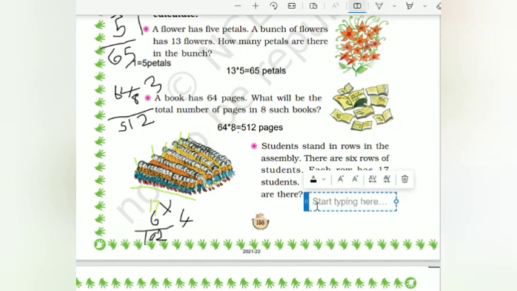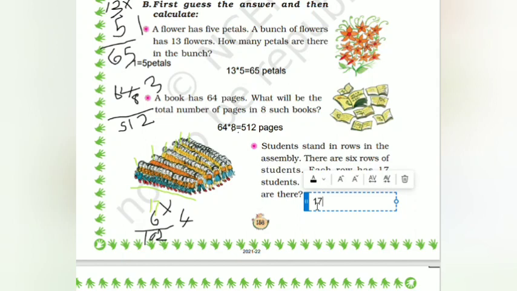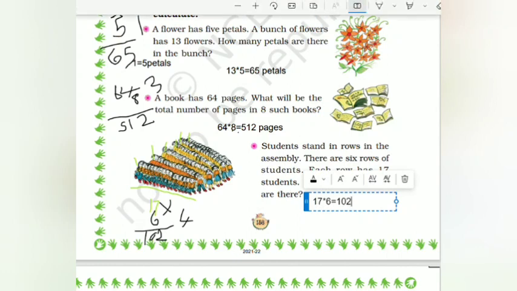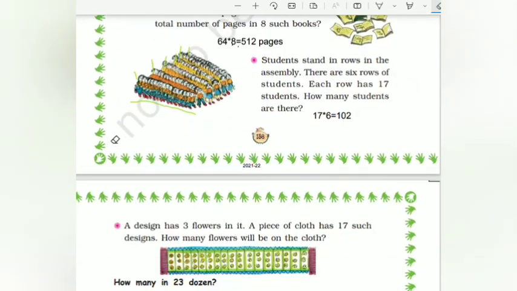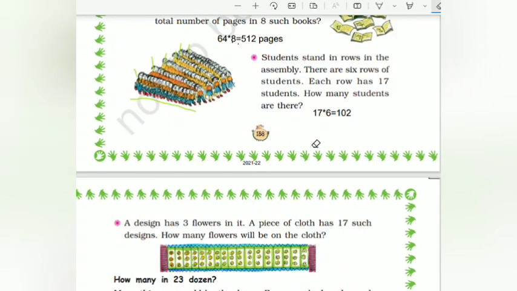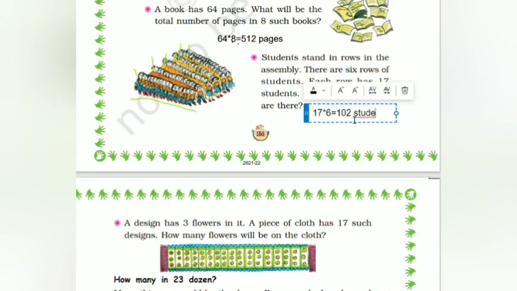So how much is present? 102. What do we have to write? 17 multiplied by 6 is equal to 102. Okay. 102, how many students is it? So we have to write what? 102 students we have to write. Okay, 102 students.